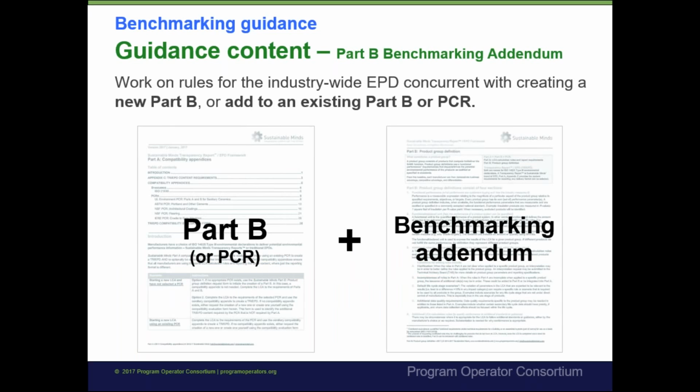So we wanted users of this guidance to be able to use it regardless of whether there was already a PCR for their product group. So whether you're creating a new Part B or using an existing Part B PCR, you can create a benchmarking addendum that has all of the additional rules required for benchmarking.